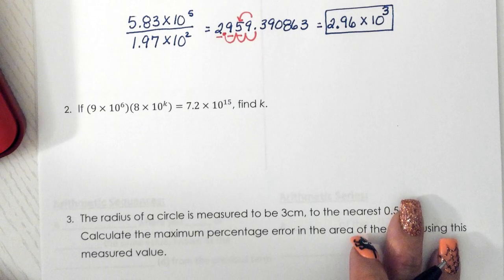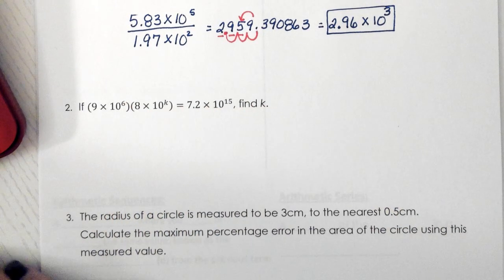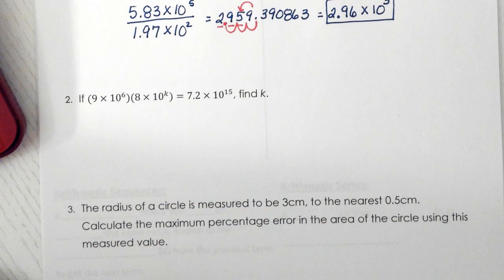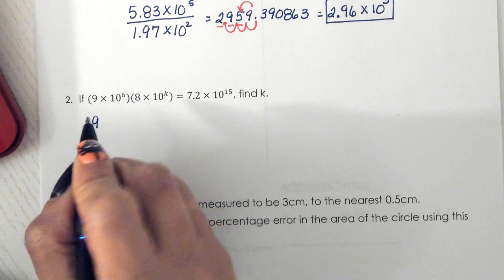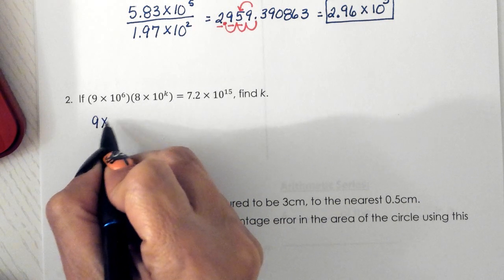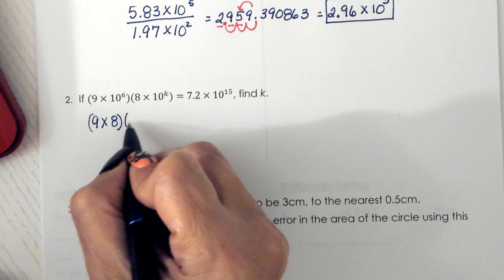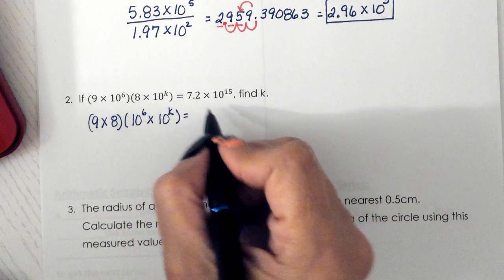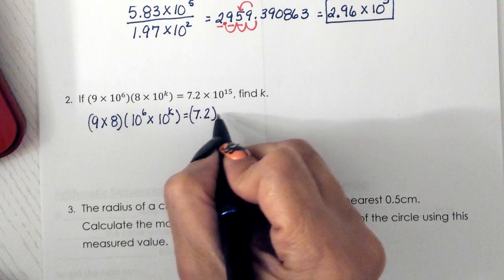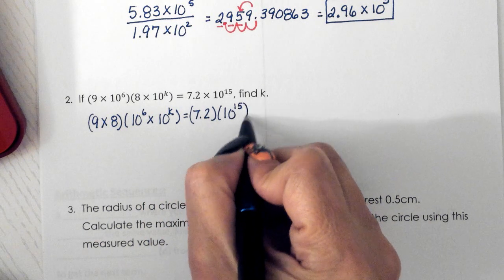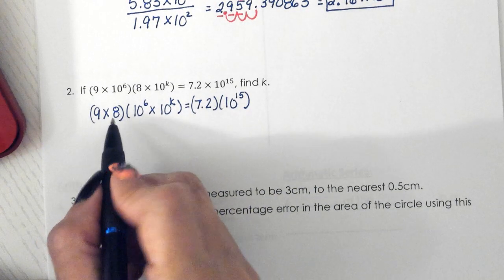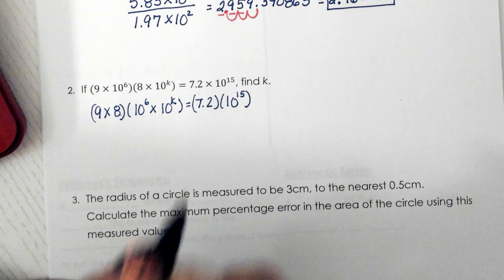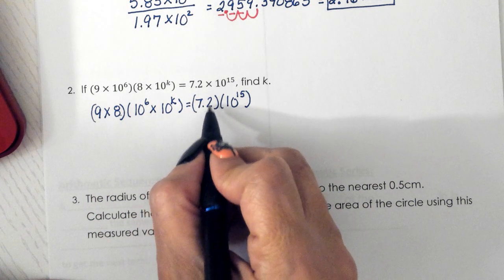All right, the next one. If this times this equals this, find the value of K. Okay, I'm going to have to think about this a second. Because this is just multiplying, can I say 9 times 8 and 10 to the 6th times 10 to the K equals, and then I'm just going to break this apart, 7.2 times 10 to the 15? 9 times 8 is 72. Which way do I want to go? I want to get rid of this right here, I think.